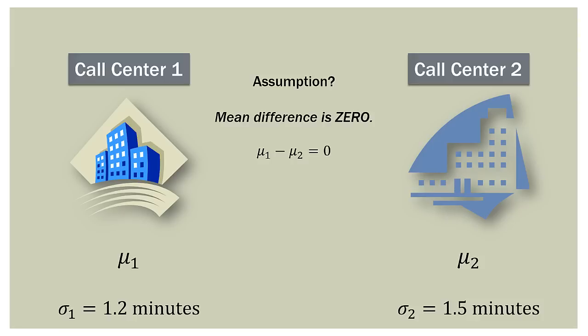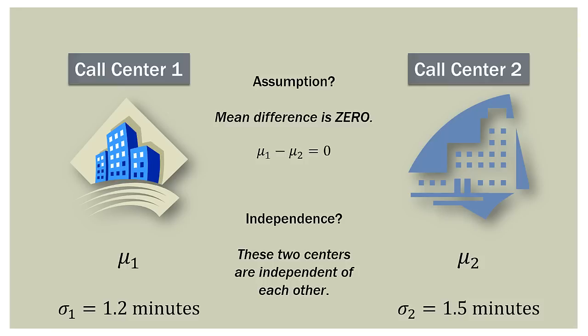So what is our assumption here? Remember in the previous slide, we were assuming the difference between these 2 call centers, these 2 means, is 0. So mu sub 1 minus mu sub 2 equals 0. Now what about independence? These 2 centers are independent of each other. That's important when we're doing an independent samples z-test or a t-test. We are assuming that these populations are independent of each other. So as we established in the previous slide, we're going to assume that they are.